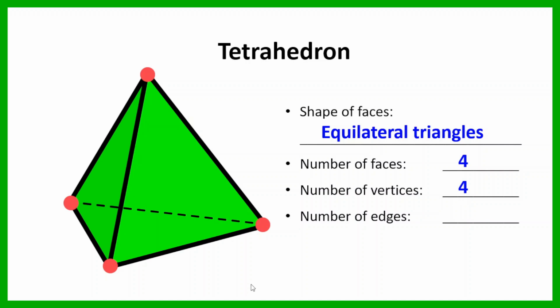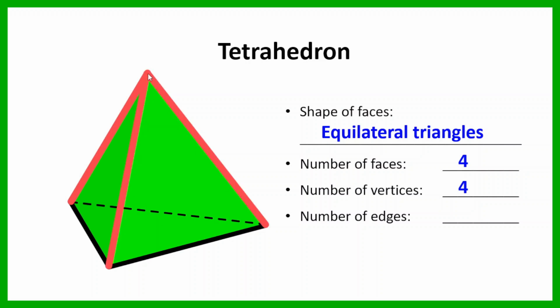Then the number of edges. Remember, the edges are the lines where 2 faces meet. So I've got an edge over here. I've got an edge over here. I've got an edge over here. So that's 3 so far. Then I've got a 4th one, a 5th one, and a 6th one. So there are 6 edges altogether in this tetrahedron.